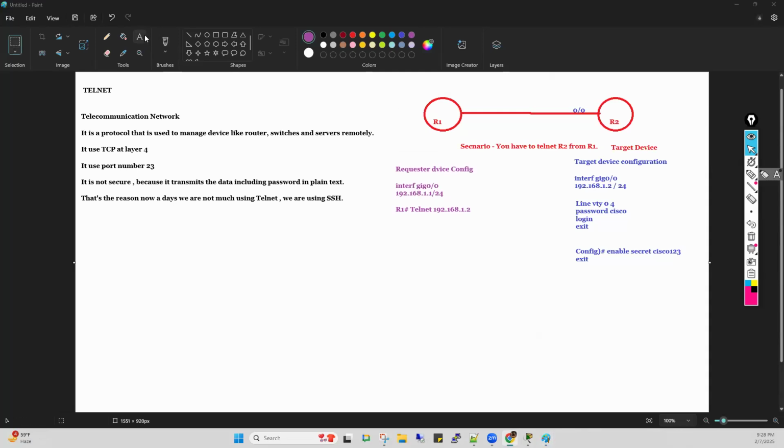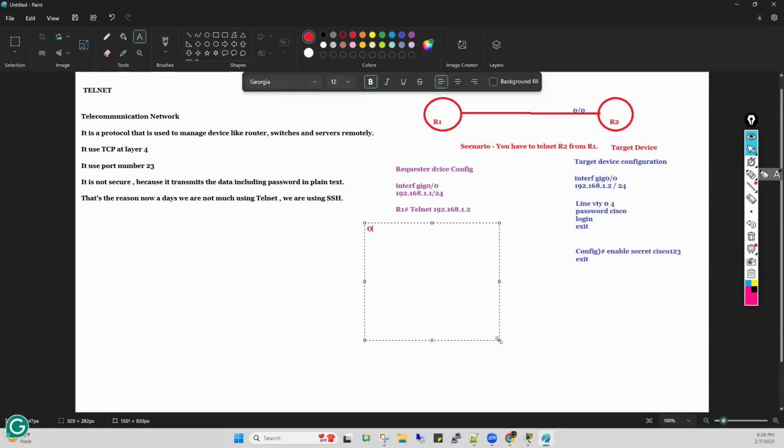On R1, you will get a password prompt. What will you get, guys? You will get the password prompt. Getting my point? It will ask you the password. Now, what is the password you set when you configured telnet on R2? If you see, when you configured the password, you set the password Cisco. What is the password you set here, guys? You set the password Cisco.